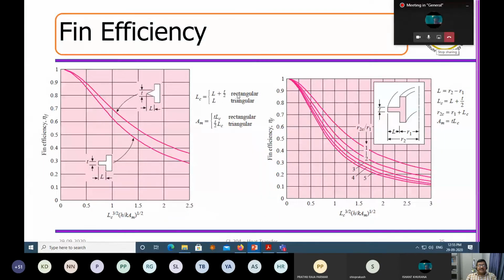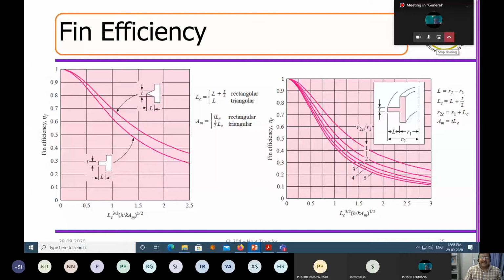For a rectangular fin, Lc is equal to L plus t by 2. For a triangular fin, Lc is equal to L, where L is the length. Okay. For a rectangular fin, Lc is equal to what? Lc equals L plus t by 2. These are geometrical parameters that have been defined over the years, considering different types of systems.